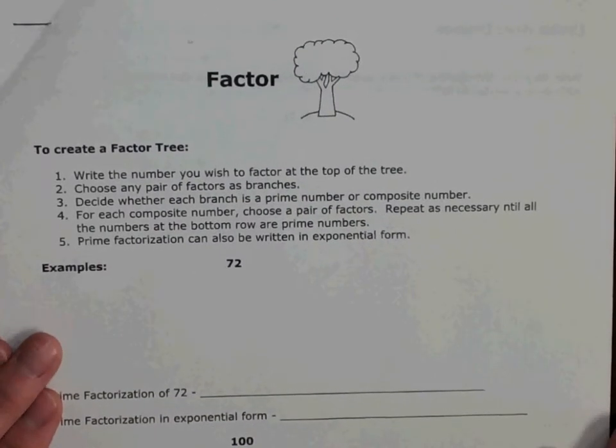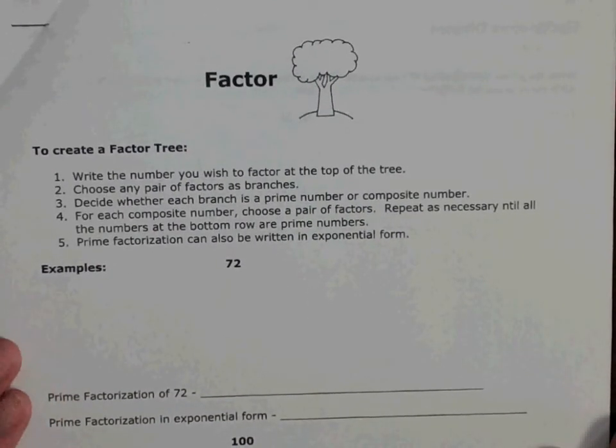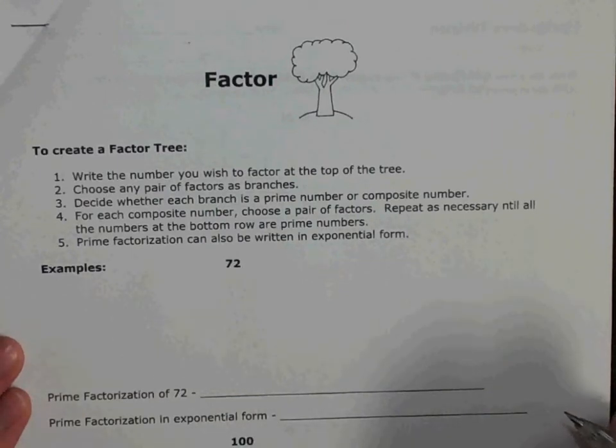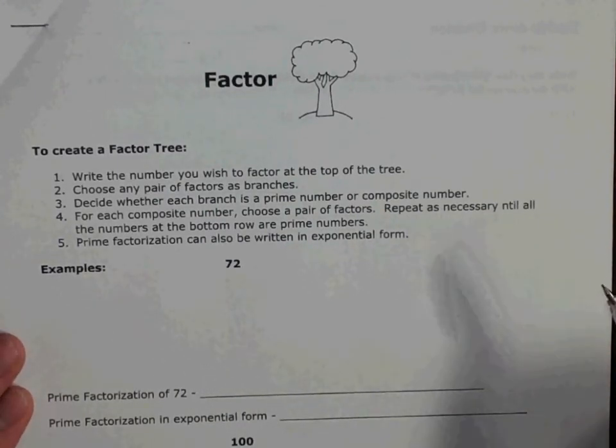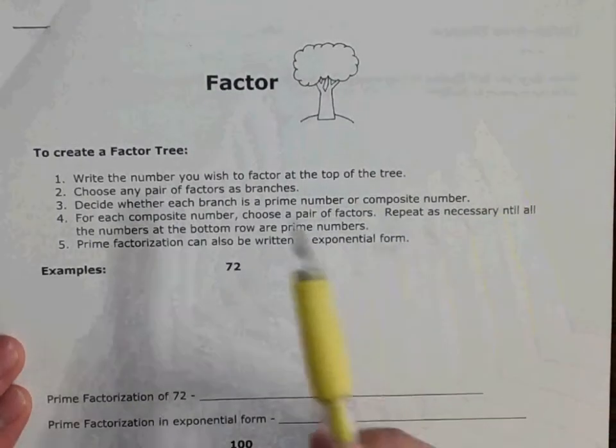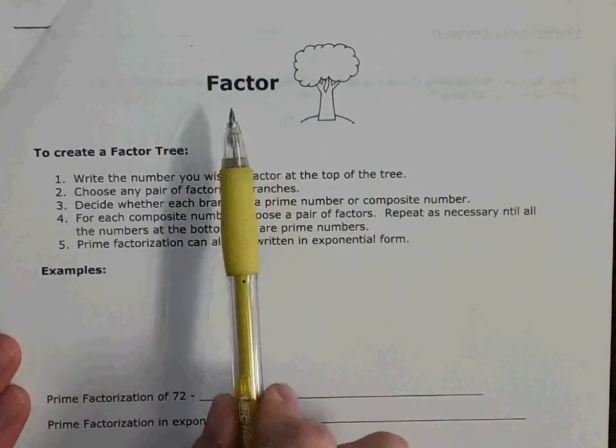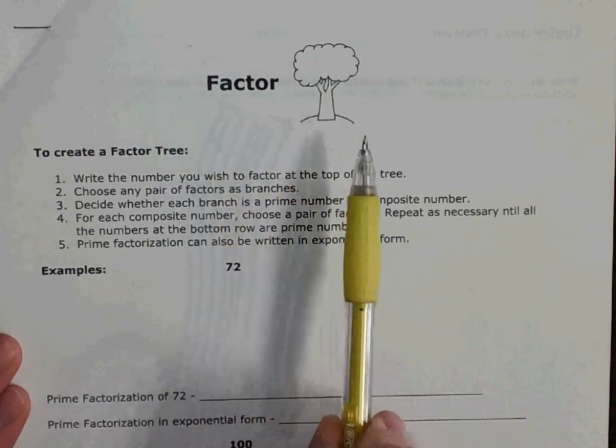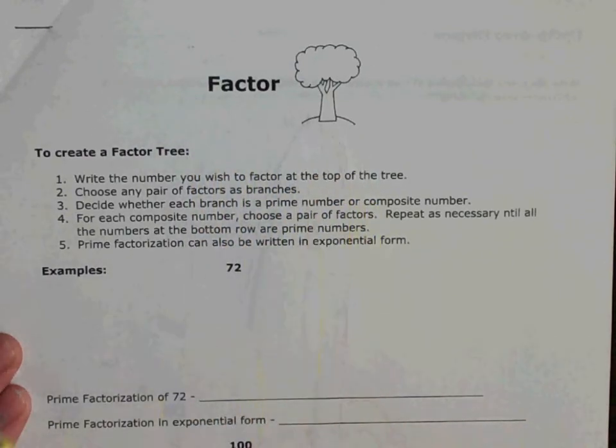Okay, so today we are going to be factoring numbers into all of their basic prime numbers, and we're going to be writing those out in a couple of different ways. So one of the first ways we're going to talk about doing this is by using a tree, a factor tree.